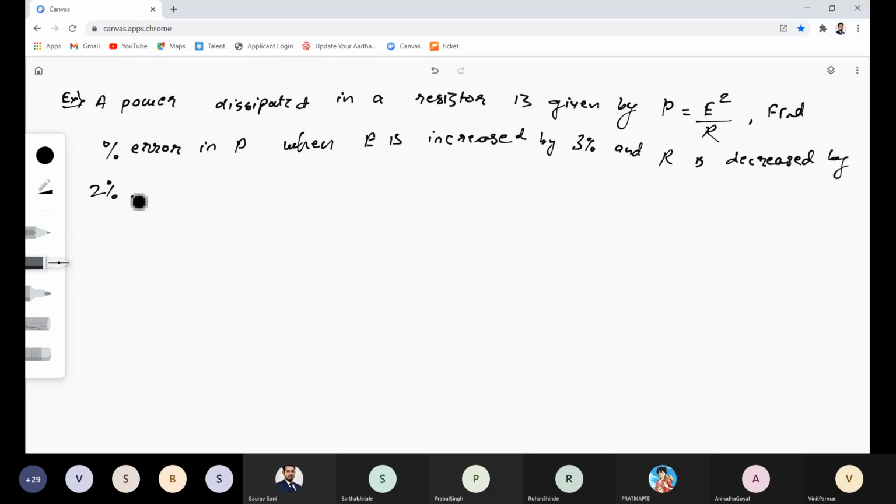What will this increased and decreased mean? So the positive and negative error. When there is a decrease, 100 into dR upon R will become minus 2. And increased, 100 into dE upon E will be equal to plus 3, whereas 100 into dR upon R will become minus 2. Find the percent error. So the answer is 8%.